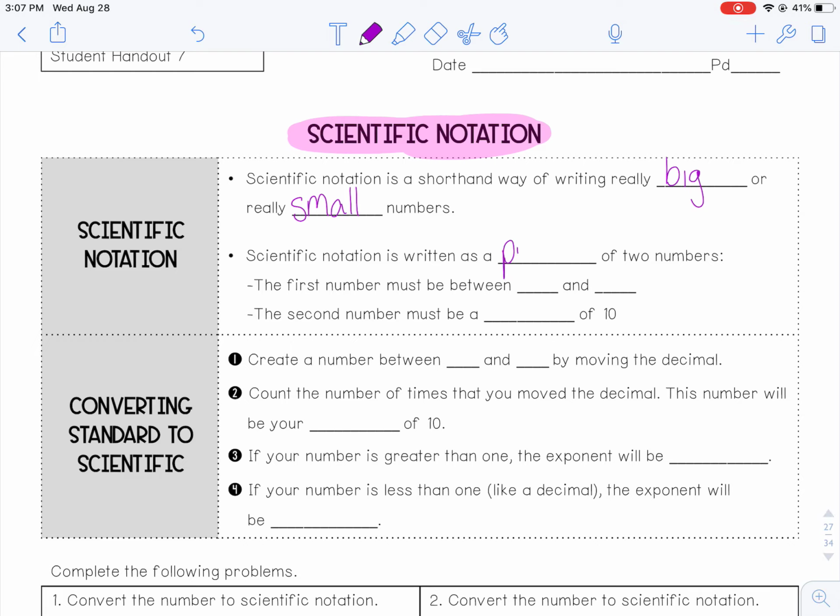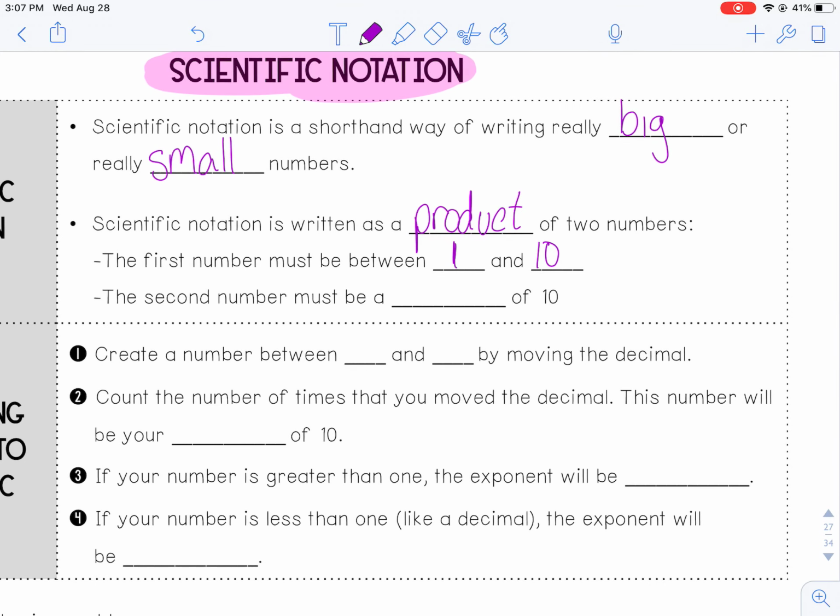It's written as a product of two numbers. My first number has to be between 1 and 10. My second number is going to be an exponent of 10, which means my first number times 10 with some exponent. So whatever number is going before the 10 has to be between 1 and 10. My second number is going to be that teeny tiny little exponent. So let's talk about what that looks like.